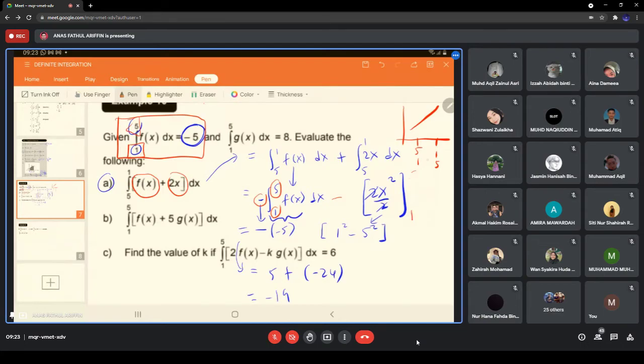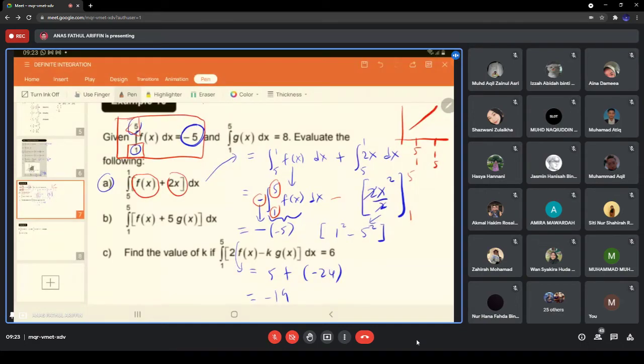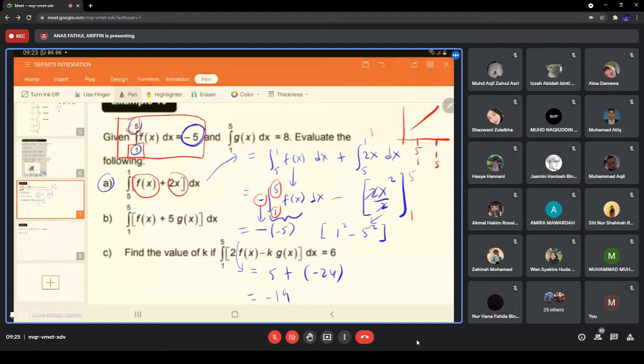So 1 to 5. Ini pun kalau kita nak tukarkan, this one actually equivalent to 1 to 5, tapi kena letak negatif sebab kita nak tukarkan the correct limit. Limit yang betul mesti daripada kecil ke yang besar. Dia ada negatif kat depan, and then this one pun kita ada minus, so dapatlah plus 29.